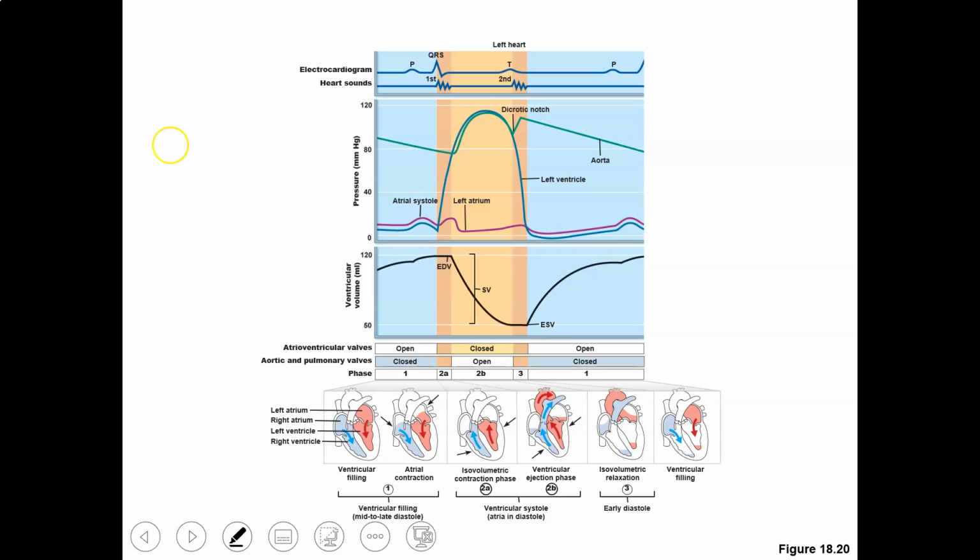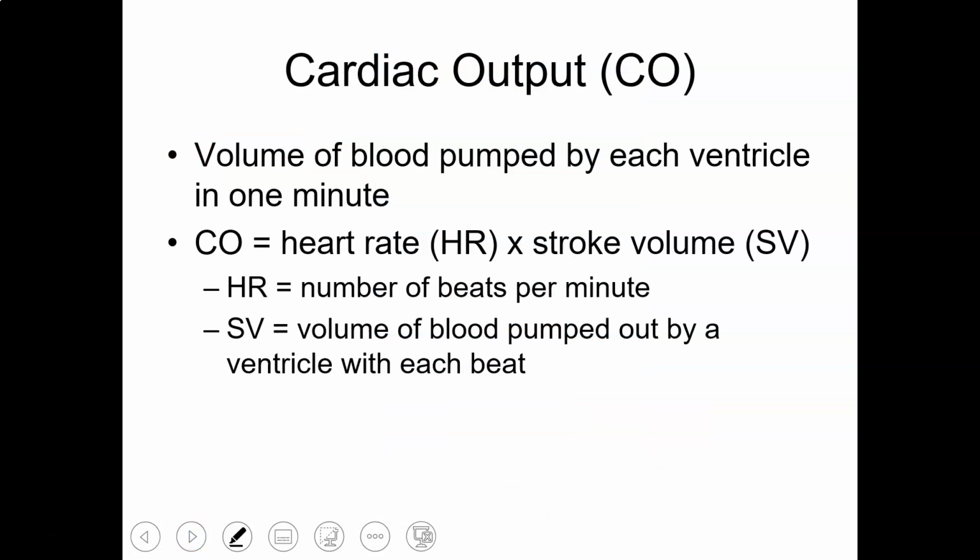So now, take stroke volume, how much blood goes out with a heartbeat, and we multiply that by the heart rate, beats per minute. Then we can get volume per minute. That is cardiac output. Oh, well, there's a slide that shows that. That was convenient. Cardiac output is the amount of blood that's pumped out by a ventricle in a minute.